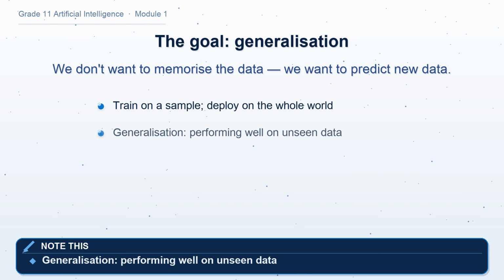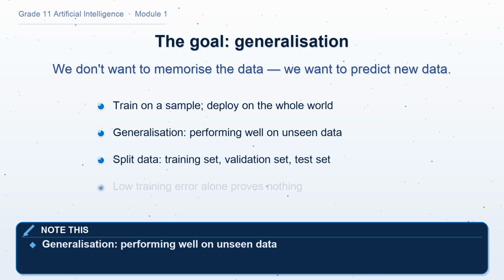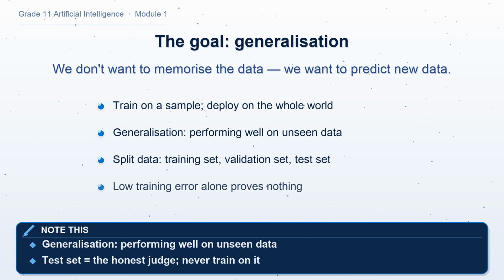To measure it honestly, we split our data into three parts: a training set the model learns from, a validation set we tune against, and a test set we touch only at the very end. A model that scores well on its training data has proved nothing yet. It might have simply memorized the answers. The test set is the honest judge of whether it has truly generalized.